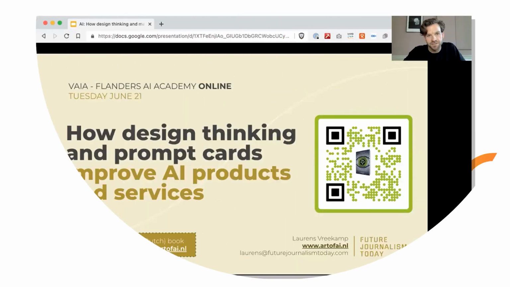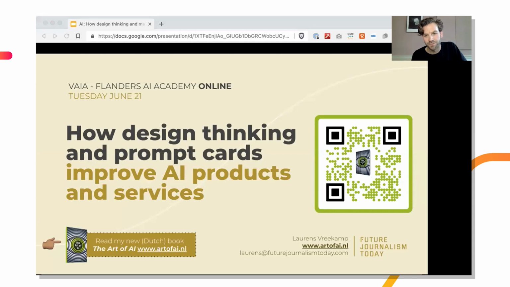So I hope everyone can see the screen with this big QR code, which goes to the book website if you're interested. But I will tell a bit more about what's in the book. But especially today, I will be talking about how design thinking and prompt cards improve AI products and services.